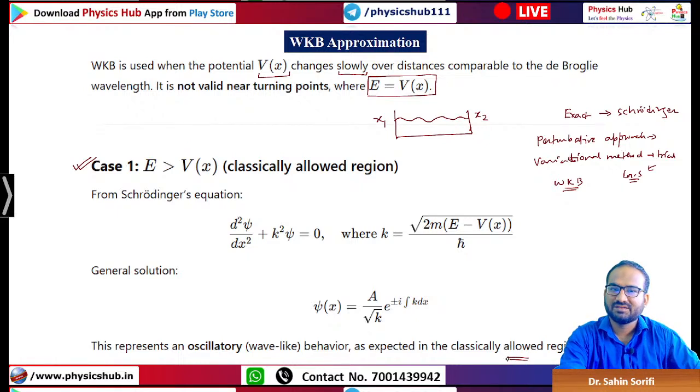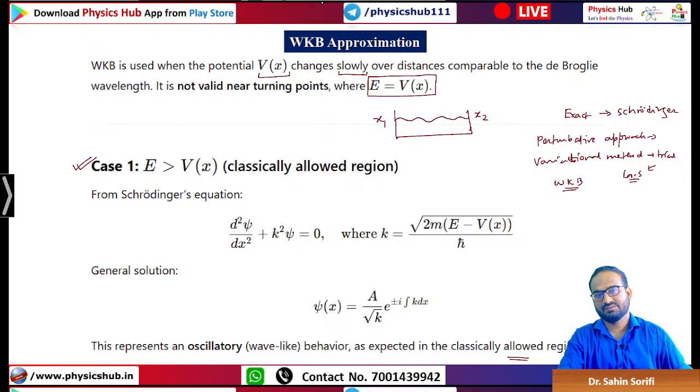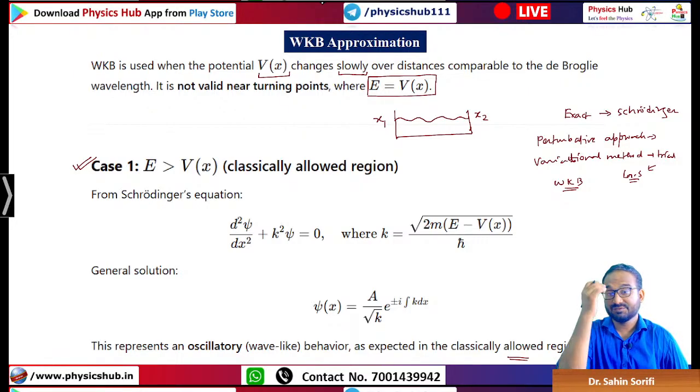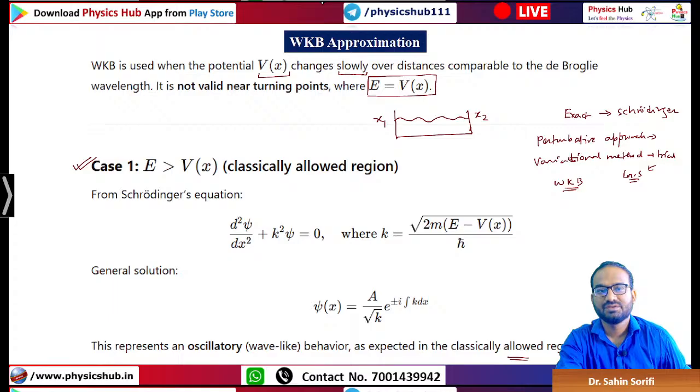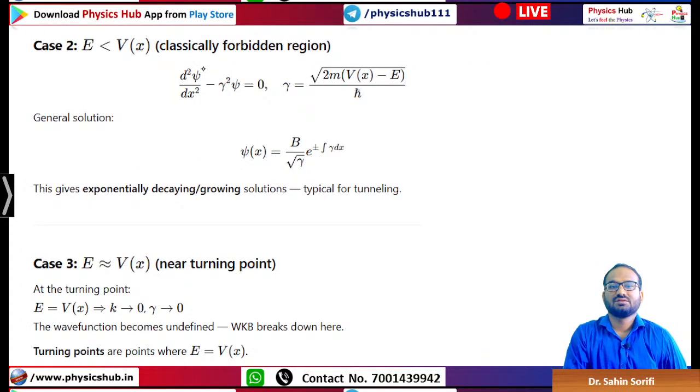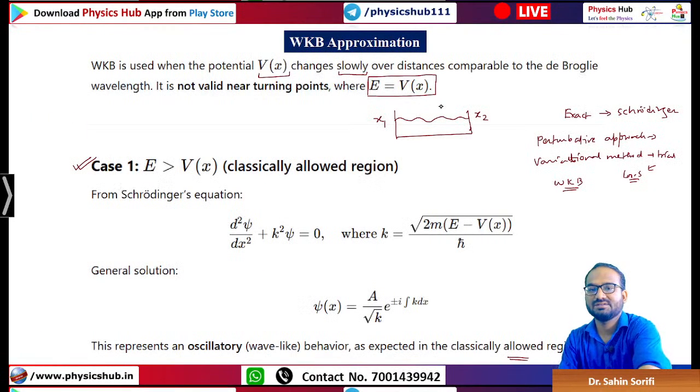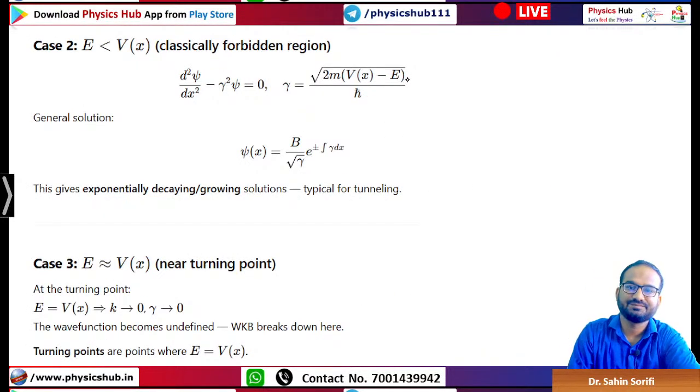These are just formalities. What we need to know from WKB approximation are 3 formulas, which I will be discussing, and based on those formulae you are good to go for the problem. I am just giving you a little bit of theory. When E is less than V of x, you get the classically forbidden region. We have done it many times: d square psi by dx square minus gamma square psi equals 0. Here, instead of E minus V of x, it becomes V minus E, because E is less than V of x. The general solution takes the form B by square root of gamma, e to the power plus minus integral of gamma dx.